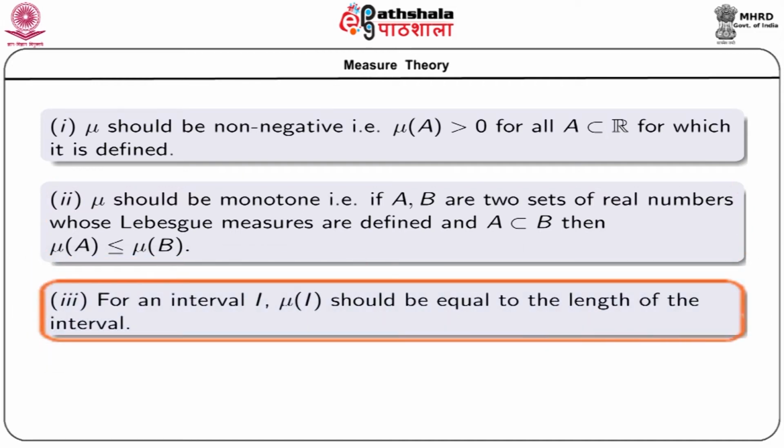Thirdly, it is very obvious that since we are extending the length function into a measure, for an interval I which already has a number assigned to it, namely the length of the interval, mu I should be equal to that particular number, that is, the length of the interval.